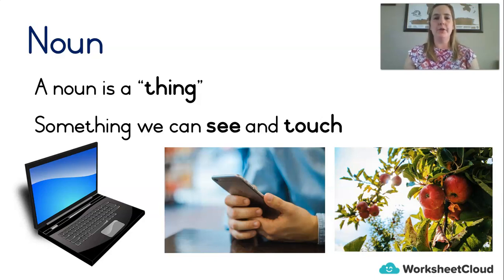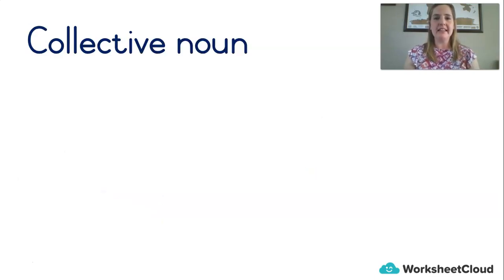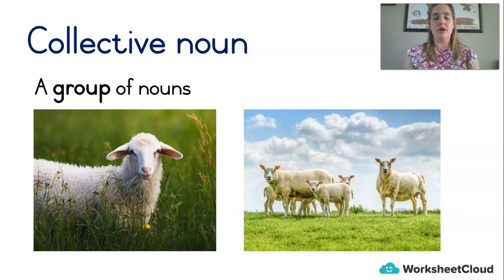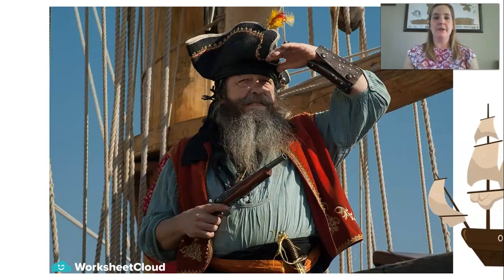Okay, we've got verb, noun, and collective noun. And we studied this in our last lesson. A collective noun is a group of nouns. So sheep would be a noun. A collective noun would be a flock of sheep. Okay, so that was our revision on our parts of speech. Now we're going to get to our phonics.